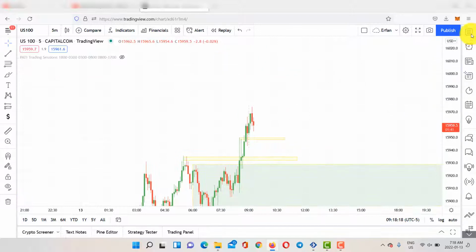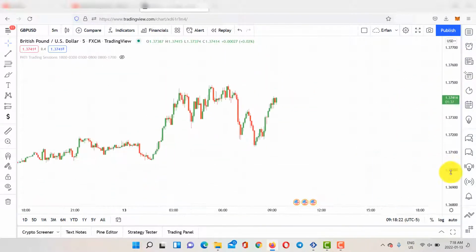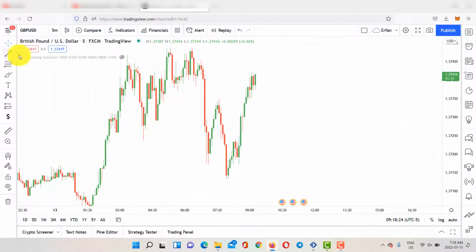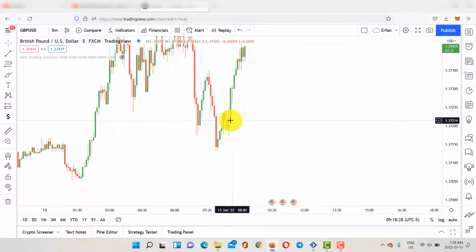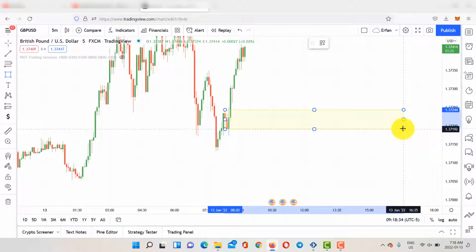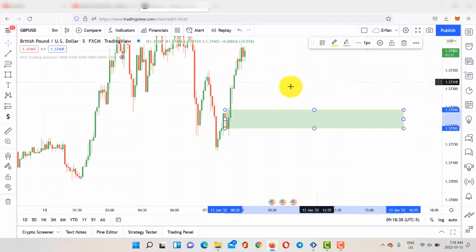So this is for NAS100. Let's go to GBP/USD to see what this pair is having for us. So major break of a structure. We're gonna look for liquidity. So we have this order block right here. Probably it's a low probability order block. I'm gonna show you why.